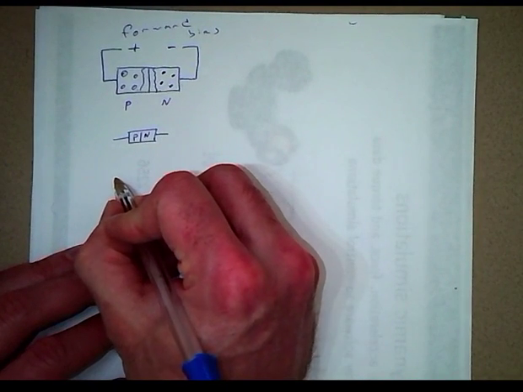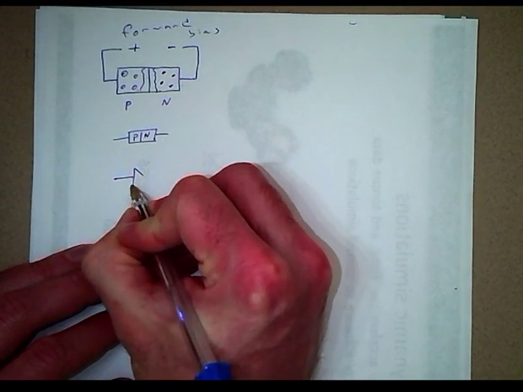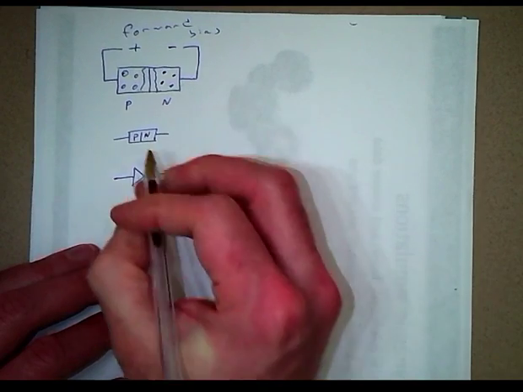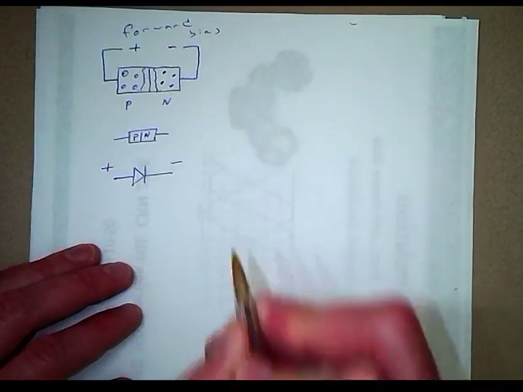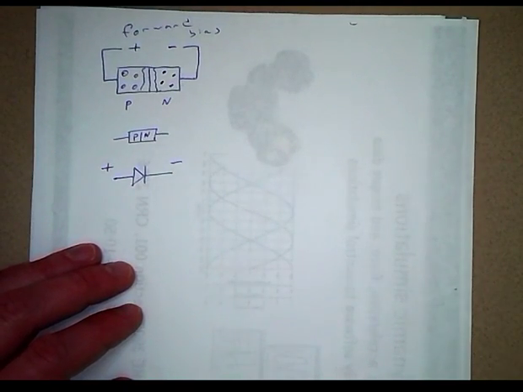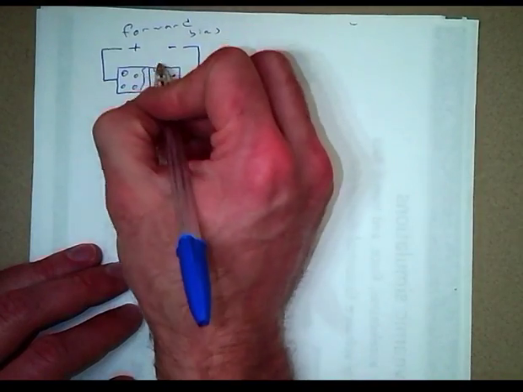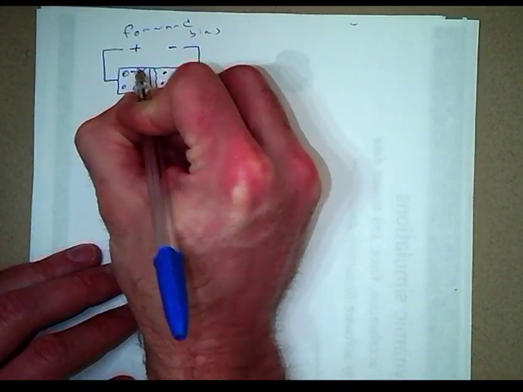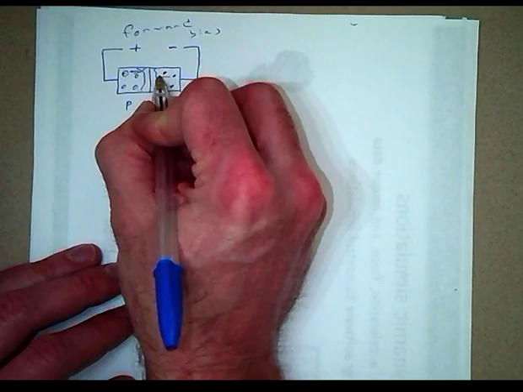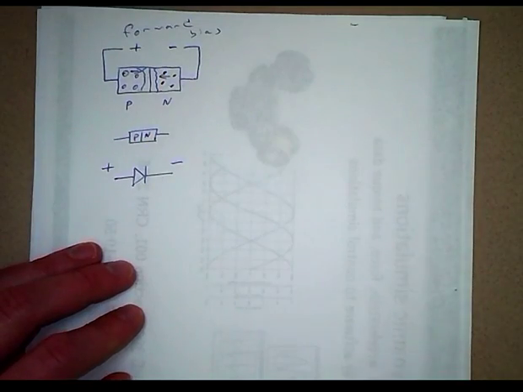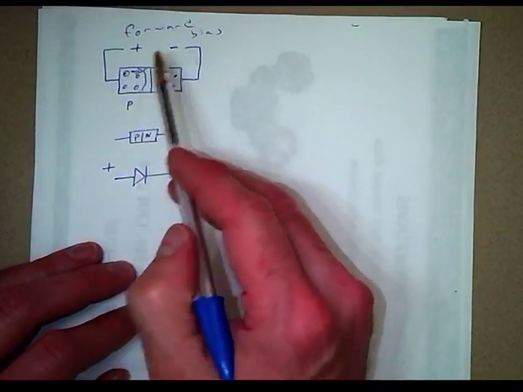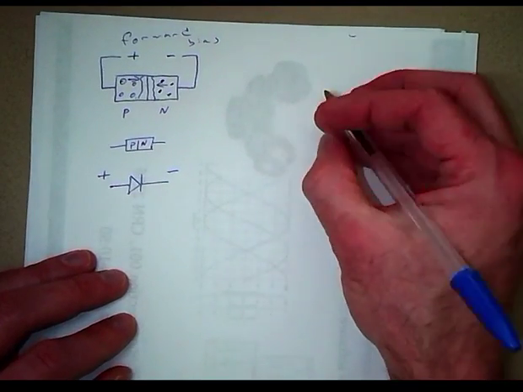And the symbol for a diode looks like this, and so forward bias would be connecting it that way. So when it's forward bias, the holes go towards the depletion region, electrons go towards the depletion region, and the applied potential causes a current flow.